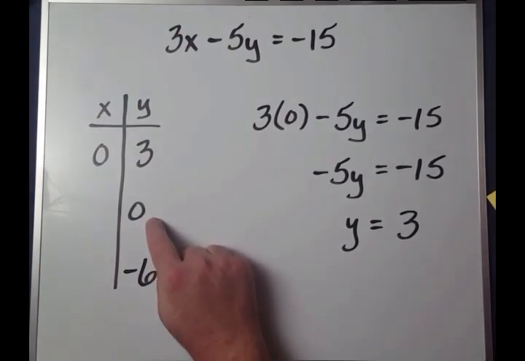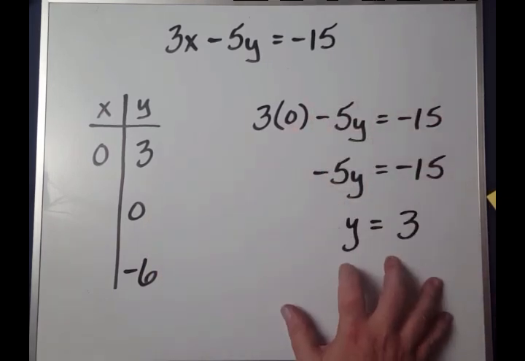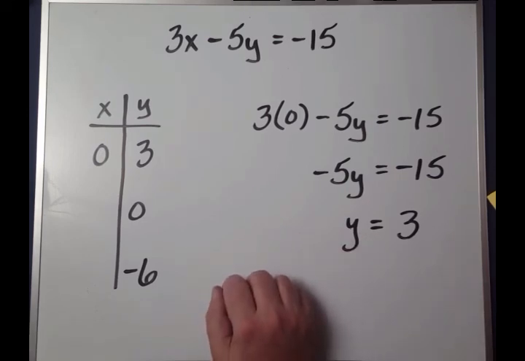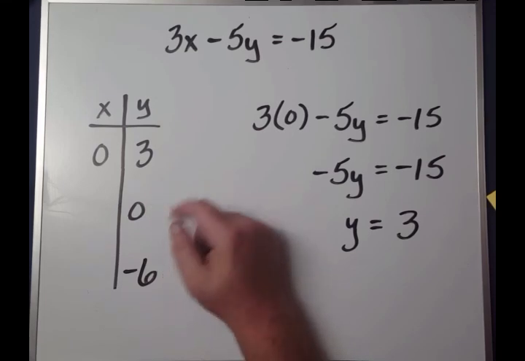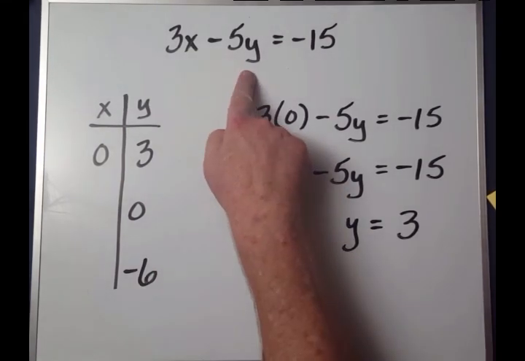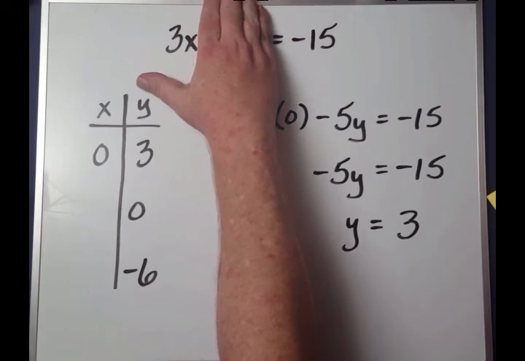Let's try it on this one, when y is 0. Now, if you want to crank the whole thing out, that's fine. But here's what you'll see me do most often. If I'm plugging in a 0, when y is 0, what happens? Well, the y term is going to disappear. And so we now have 3x equals negative 15. If 3x equals negative 15, then x must be what? Negative 5.